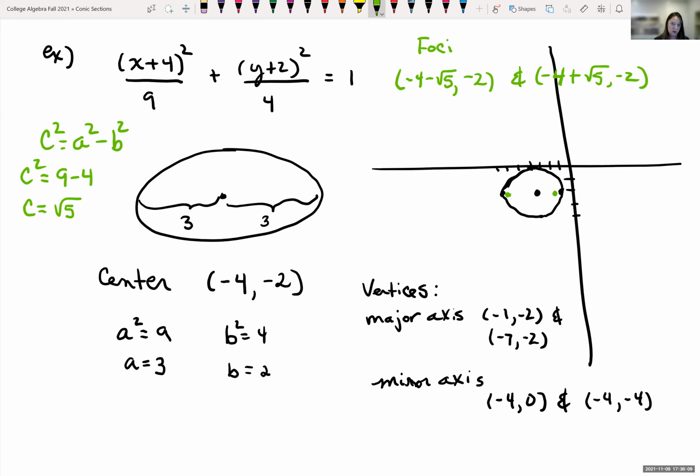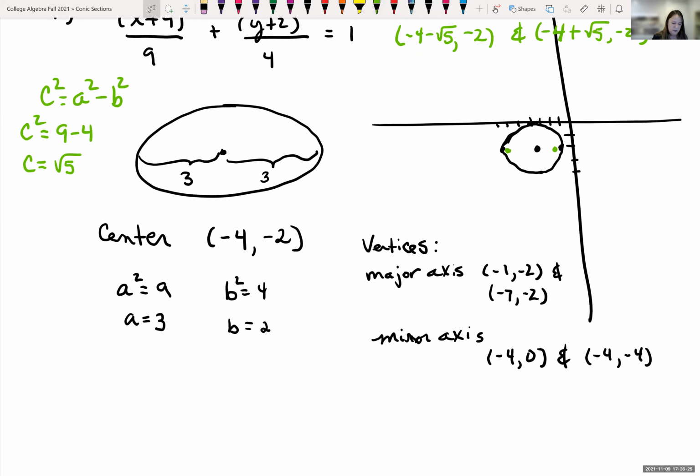So that was an example. It was already given to us in standard form. So let's look at another one. Let's look at one that's not in standard form and we have to put it in standard form. So if we had, let's say, x squared plus 9y squared plus 6x minus 18y plus 9 equals 0.